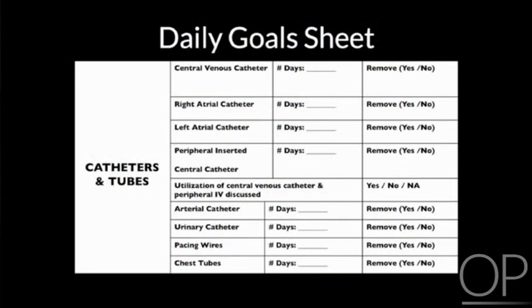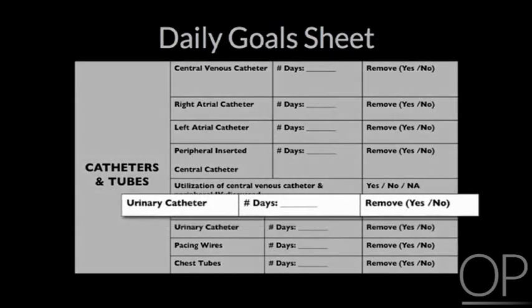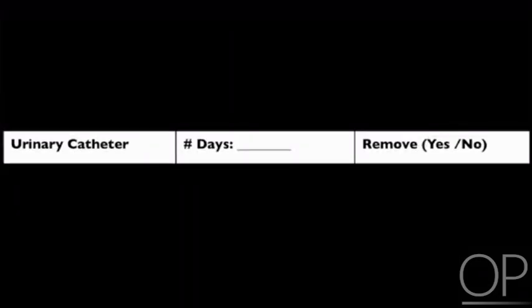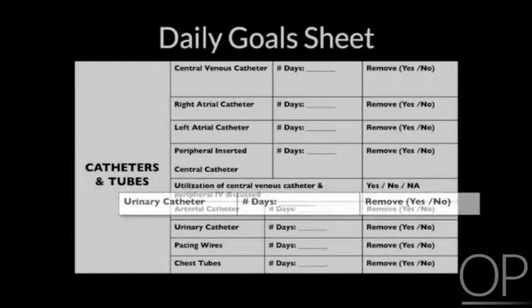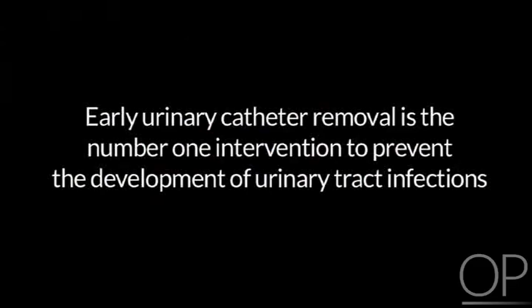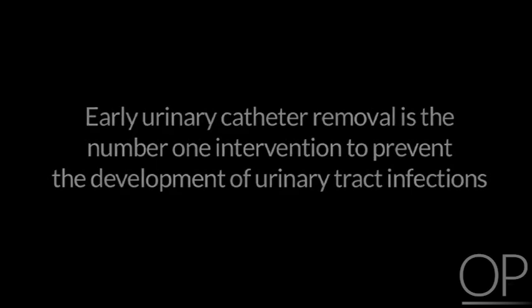The use of a daily goals sheet, which includes a section on indwelling catheters, is a powerful reminder to doctors and nurses to assess the continued need for the urinary catheter every day. Our daily goals sheet contains a column that identifies the number of days the catheter has been in place. And if a catheter must remain in place, the daily goal addresses strategies for catheter removal. Early urinary catheter removal is the number one intervention to prevent the development of urinary tract infections.